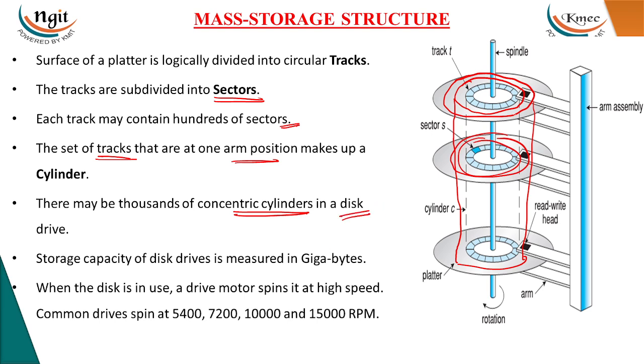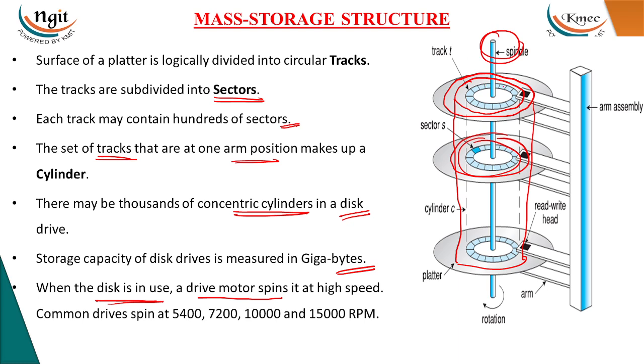As we discussed, in general the capacity was a few hundred GBs, but currently we are using TBs. The minimum size of a hard disk or magnetic disk is 1 TB. When the disk is in use, the drive motor spins. Here there is a spindle. The drive motor spins at high speed.